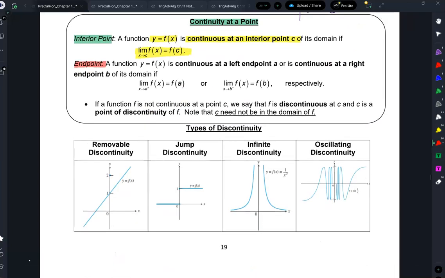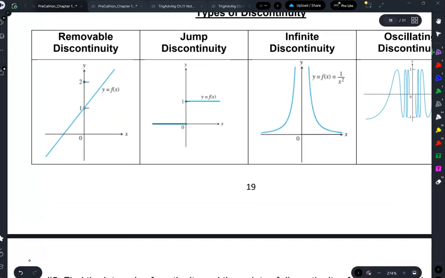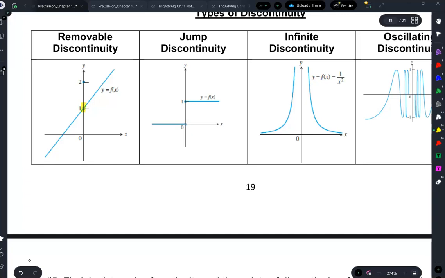Okay. So let's just remind ourselves about some discontinuities. You have here a removable discontinuity right here, right?